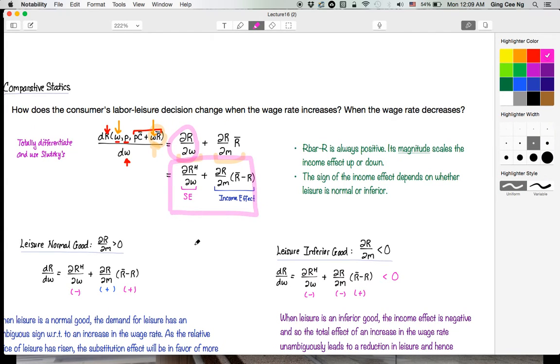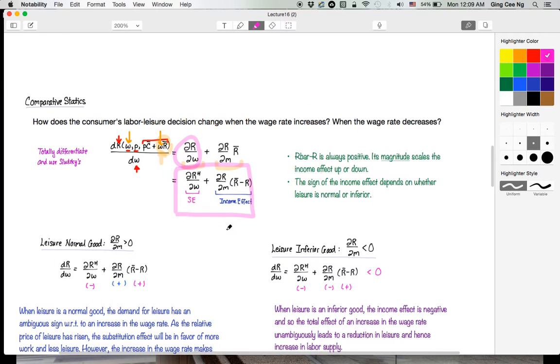So we get a substitution effect and the income effect. Now, mechanically, this is exactly the same as what you've seen. I think you did this in your quiz, right? So what's interesting in this model is how you can interpret this. So how do you interpret the substitution effect?